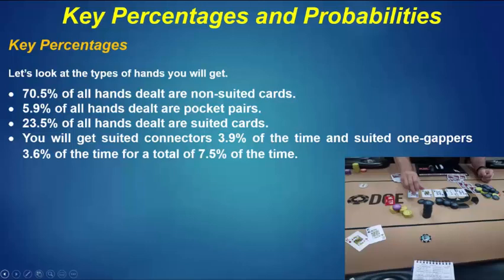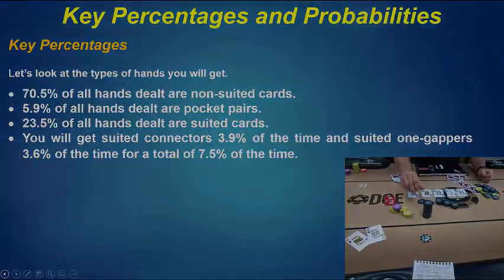Let's look at the type of hands you're going to get. First of all, 70.5% of all hands dealt are non-suited cards. 5.9% of all hands dealt are pocket pairs, and 23.5% of all hands dealt are suited cards. You will get suited connectors 3.9% of the time and suited one-gappers 3.6% of the time for a total of 7.5% of the time. Now, let's look at draw probabilities on and after the flop.